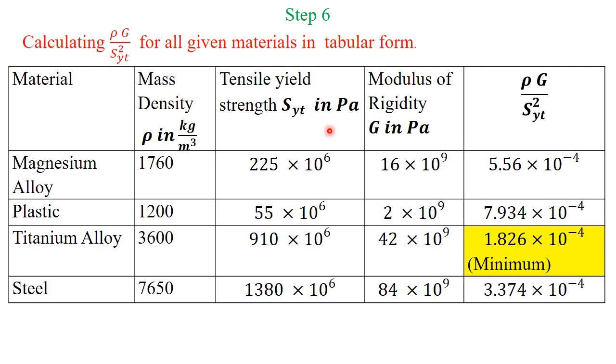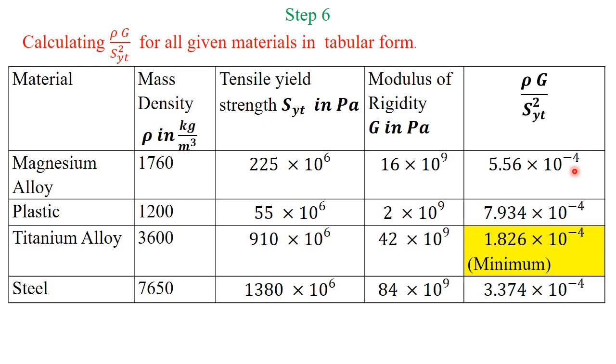So this is to be converted into Newton per meter square or Pascal. G value was given in the original table as gigapascal, so I converted it into Pascal, so that the consistency of units will be maintained. So rho is in kg per meter cube, G is in Pascal, SYT square is also in Pascal.